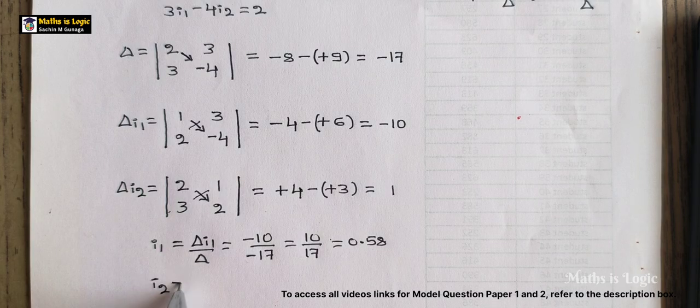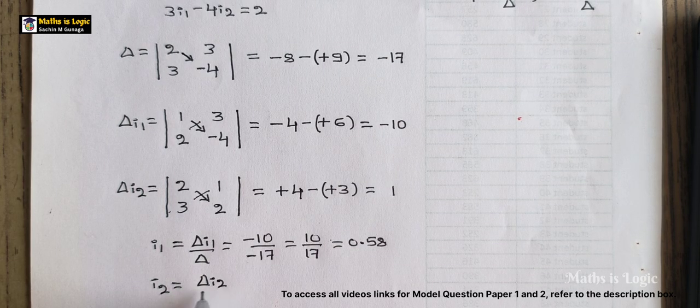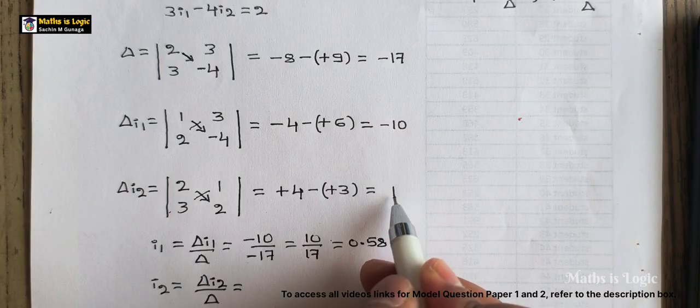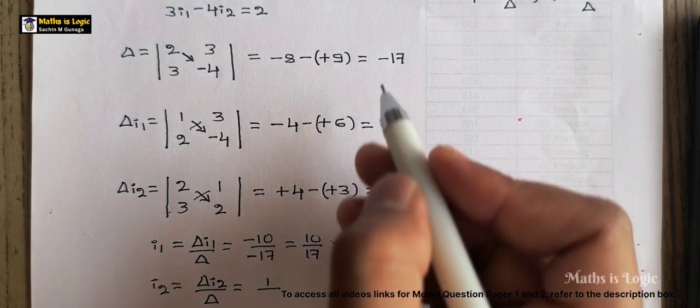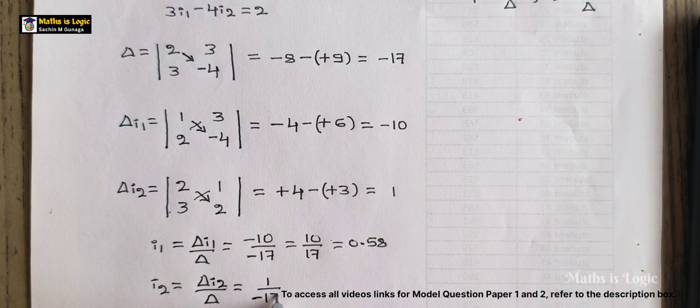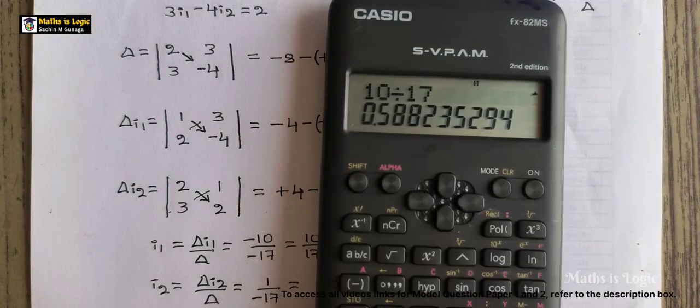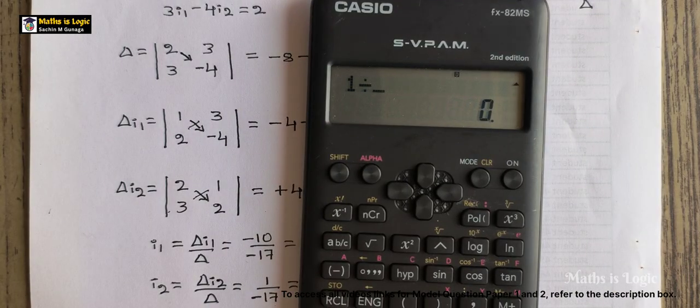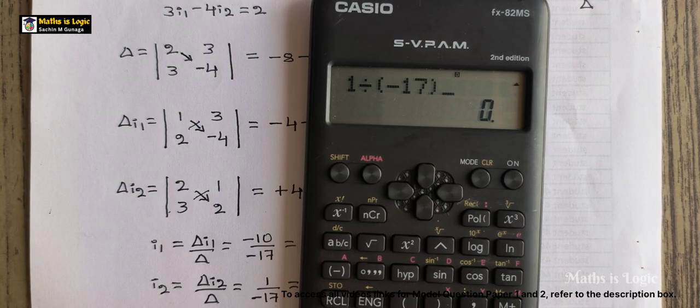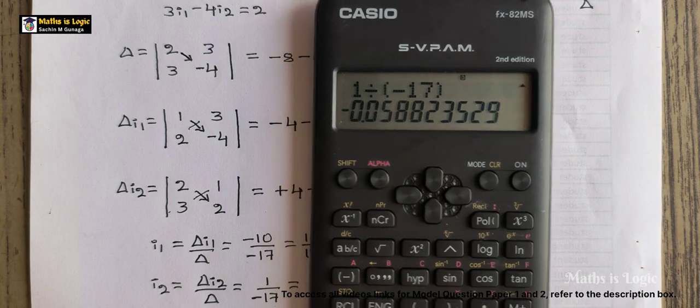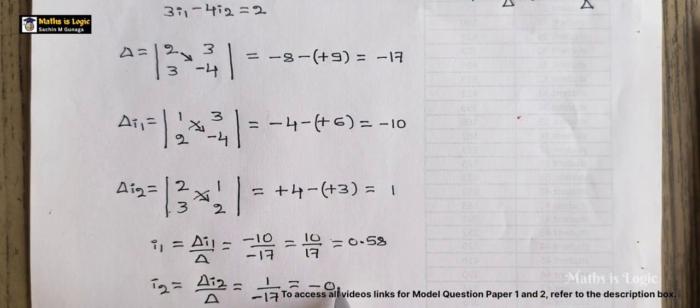Next the I2 formula, delta I2 divided by delta. Delta I2 is 1 divided by the delta value minus 17. Therefore 1 divided by minus 17, let's keep it in bracket, 1 divided by minus 17. So the answer is minus 0.05. So this I1 value is 0.58, and the I2 value is minus 0.05.